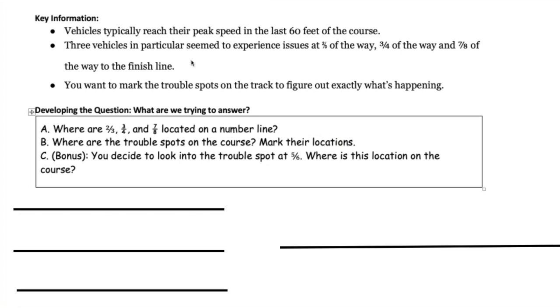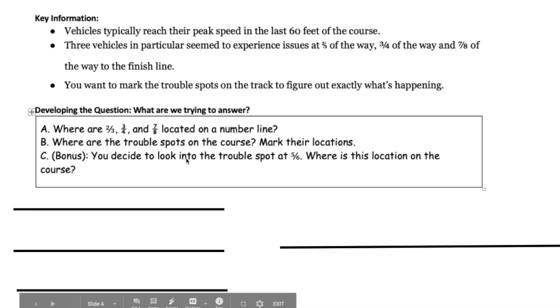Vehicles typically reach their peak speed in the last 60 feet of the course. 3 vehicles in particular seem to experience issues at 2/3 of the way, 3/4 of the way, and 7/8 of the way to the finish line. You want to mark the trouble spots on the track to figure out exactly what's happening. So you're finding 2/3, 3/4, and 7/8 on each of these number lines. This one will be broken into thirds, this one should be broken into fourths, and this one should be broken into eighths. Then you are marking their locations on this larger number line to see what is happening.